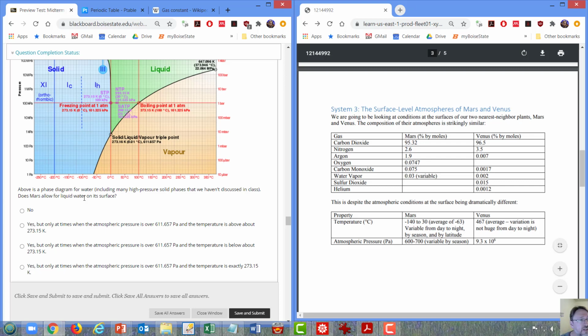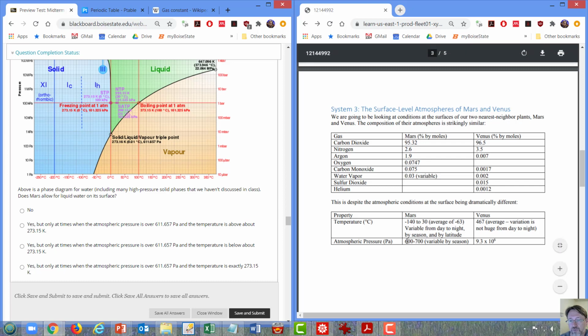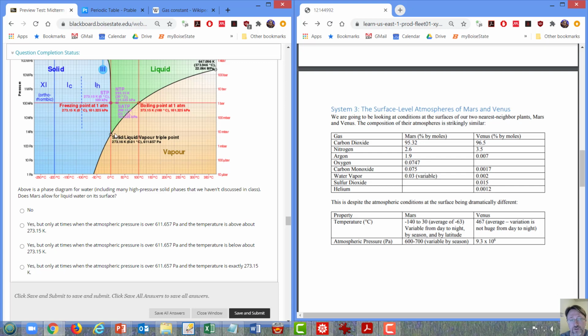Negative 140 to 30, so negative 140 up to about 30. So it's going to be across this range in temperature. And atmospheric pressure, 600 to 700 pascals. So we're going to be pretty close here to the triple point, right? So the triple point we are told right here is 611 pascals.